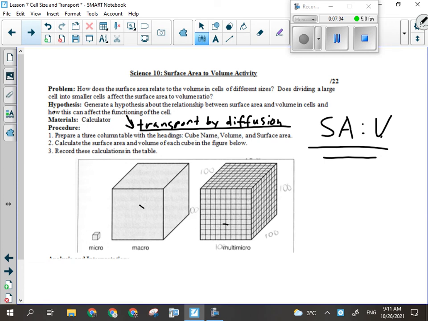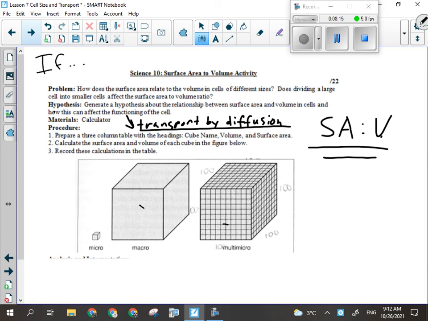So for our hypothesis, we want to generate a hypothesis about the relationship between surface area and volume in cells and how that can affect the functioning of the cell. So here's what we want to do. The if part. How do cells transport material from place to place in the cell? Diffusion, there's your if part. Okay? If cells transport materials by diffusion, you're only going to have to do the then parts. 5 marks for the then part. It's pretty easy. Okay?